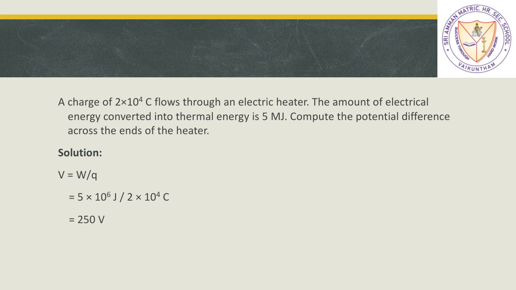So it's also a small equation. V is equal to W by Q, where W is 5 into 10 to the power 6 joules divided by 2 into 10 to the power 4 coulombs. Okay. So it will give you the value of 250 volts. A simple small problem. Yes?